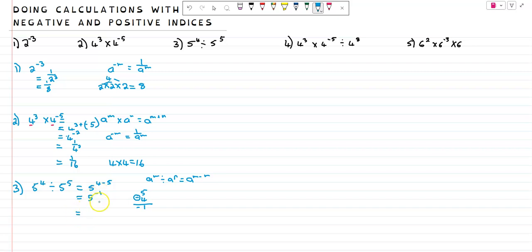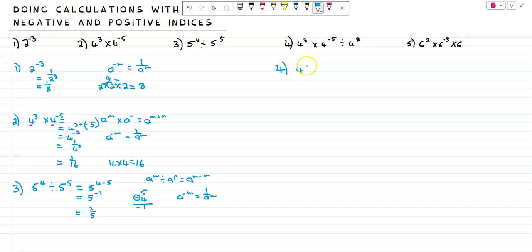Then equals, we can't leave it like that. We need to use the negative rule, which states a to the power of negative m equals 1 over a to the power of m. So we have 1 over 5. Because the 1 is there, we do not write a 1 here, because the 1 is invisible. It says 5 multiplied by itself 1 time, so one group of 5, and that's what that means. Okay, so let's go to question number 4.